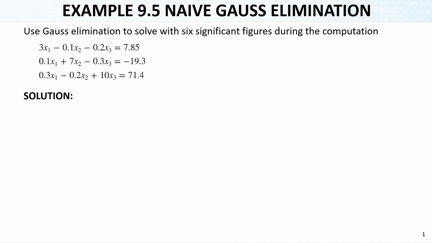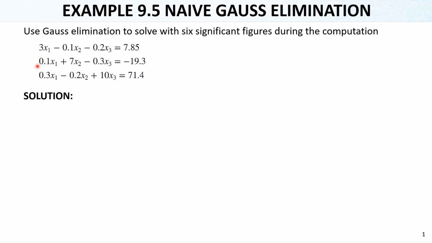So we will solve an equation here. You can see we have three equations, and these equations can be solved by naive Gauss elimination. Simply what we need to do is first, this is the pivot element, then we need to eliminate this x1 from the second and the third equations.